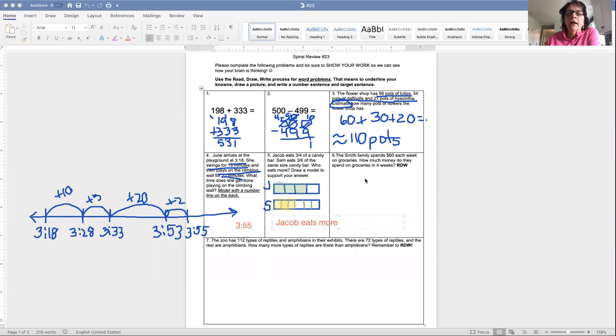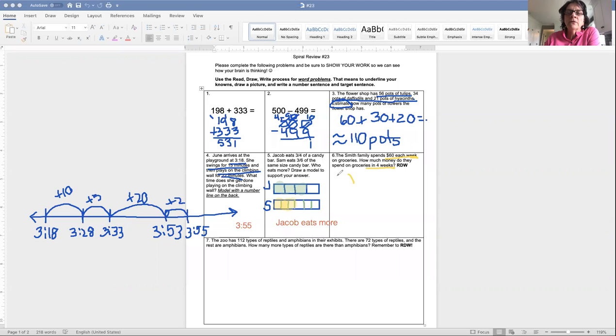All right. Okay, the next question. The Smith family spends $60 each week on groceries. Remember to underline your knowns. $60 each week on groceries. How much money do they spend on groceries in 4 weeks? So I've got 4 weeks, $60 each week.